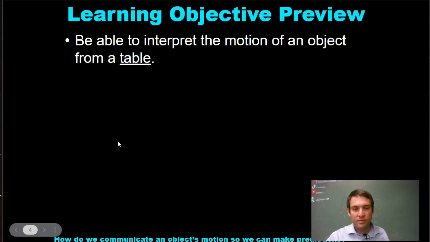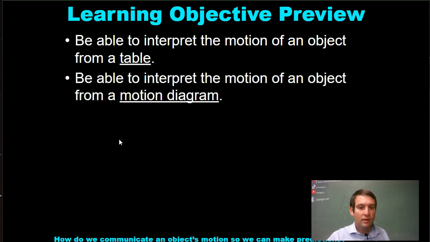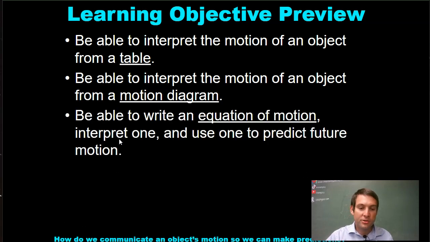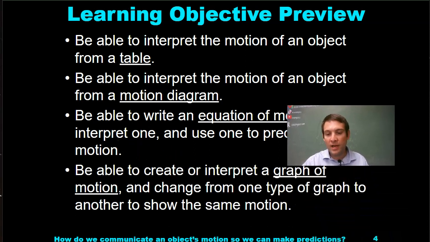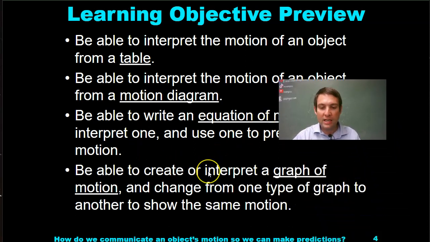Through this lesson, we're going to be able to interpret the motion of an object from a table, and we'll be able to interpret the motion of an object from a motion diagram. We'll also be able to write an equation of motion, interpret one, and use one to predict future motion. And we'll be able to create or interpret a graph of motion and change from one type of graph to another to show the same motion.